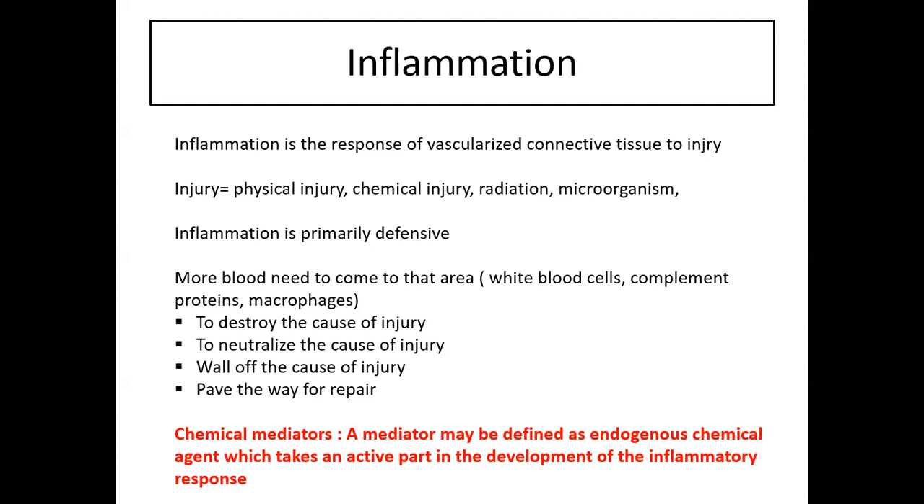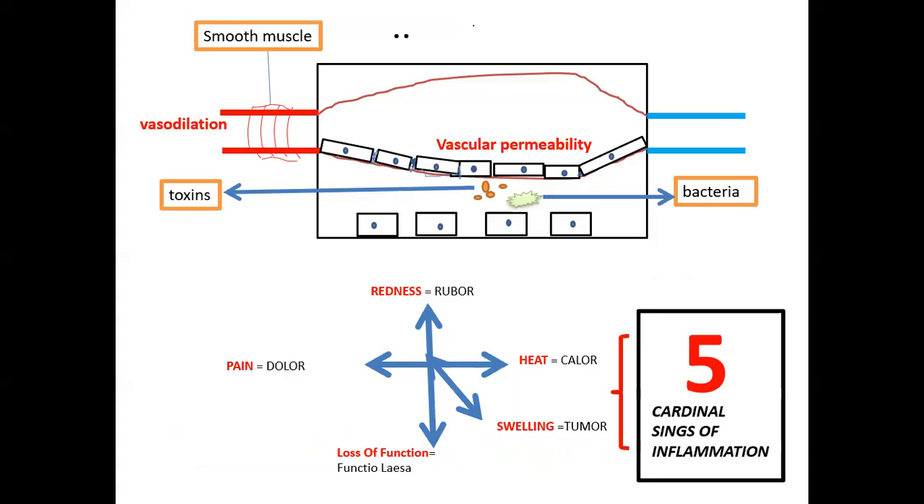Before these happen, chemical mediators are released. These chemical mediators mediate the different steps of inflammation, to destroy the cause of injury, to neutralize it, and so on. It is very important, so we look into that. Now look at something. This is my tissue here.